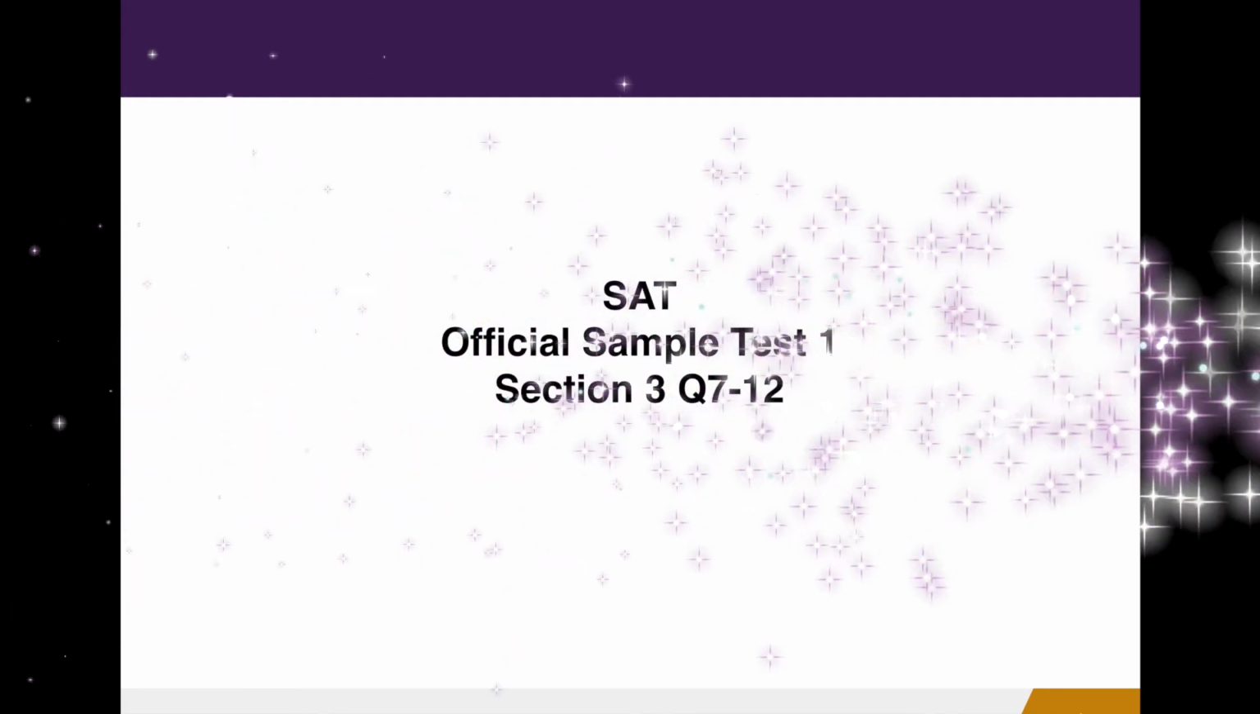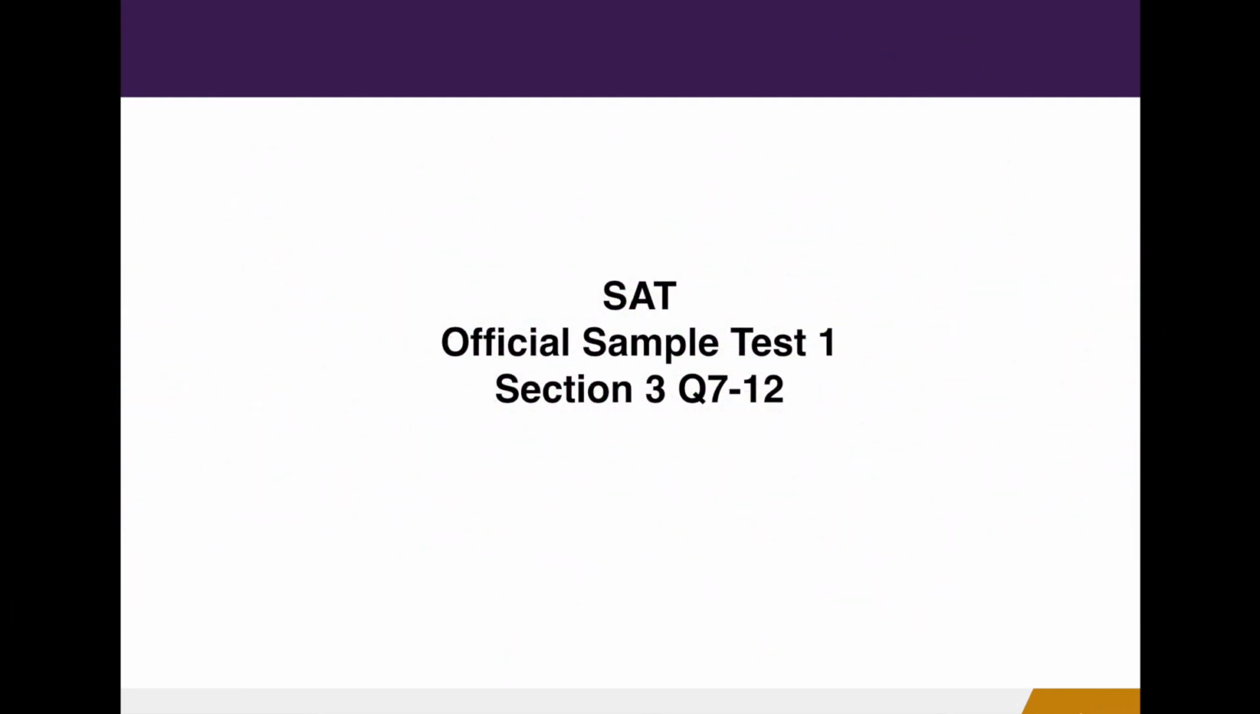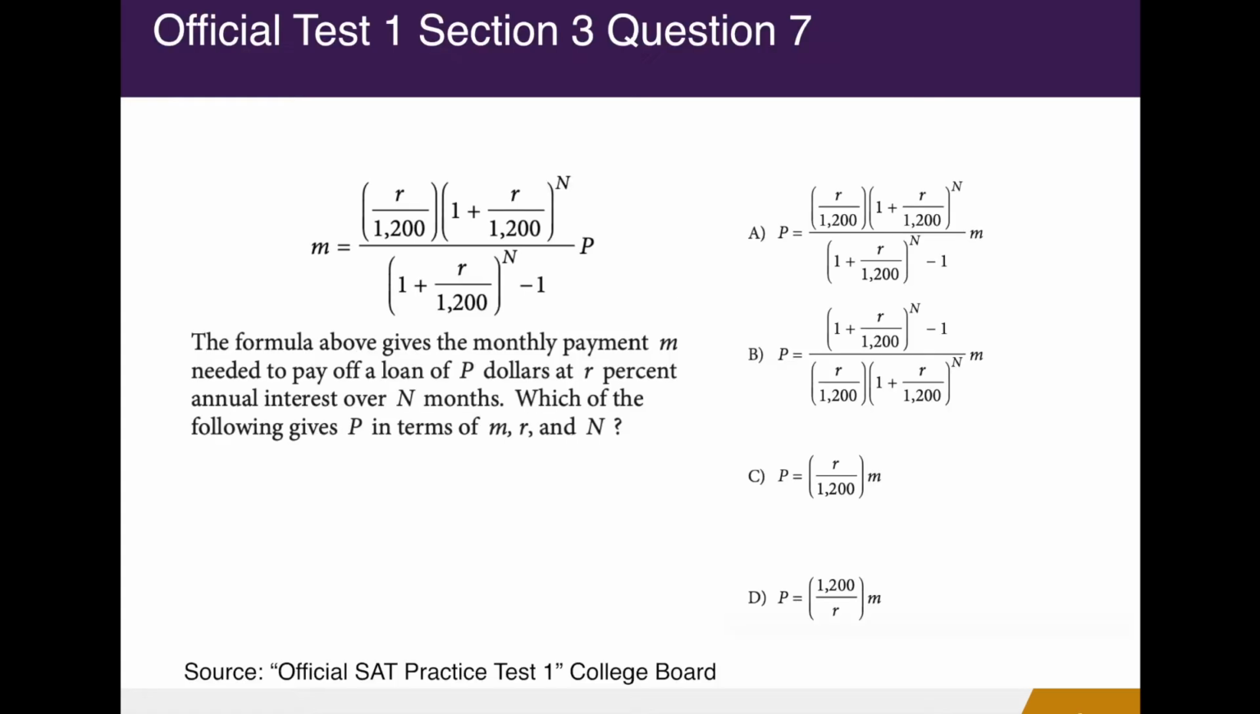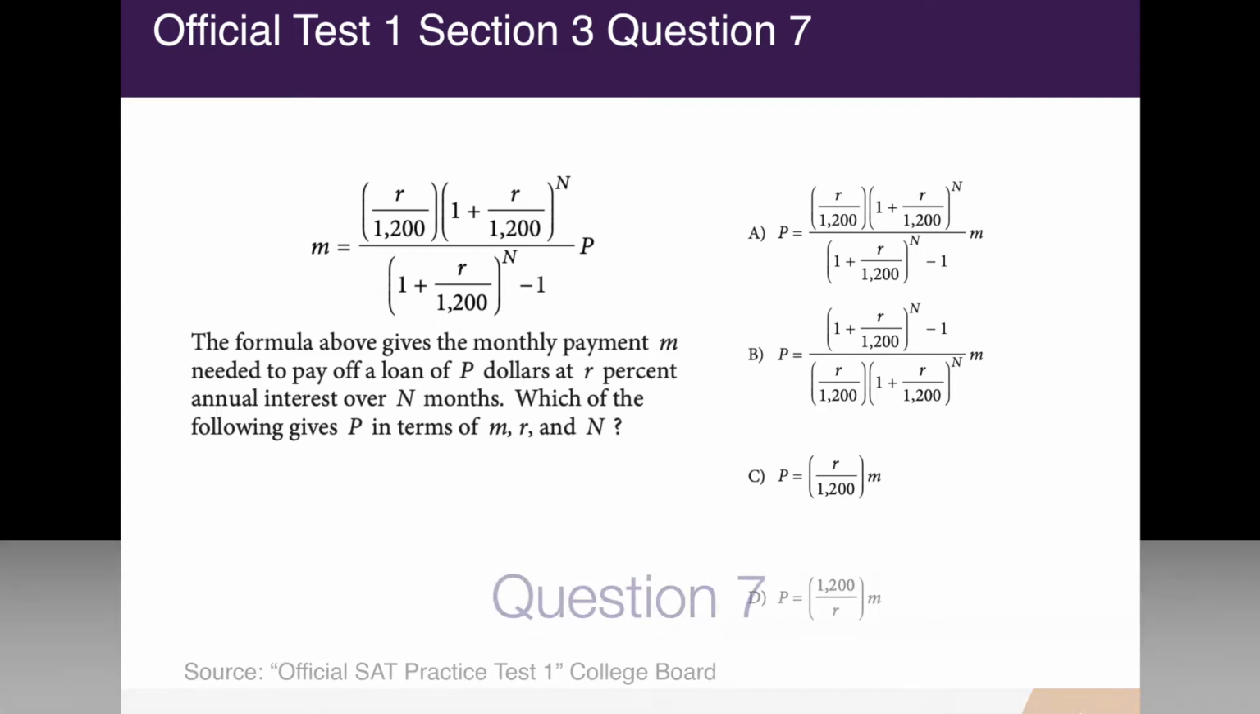SAT Official Sample Test 1, Section 3, Question number 7 through 12. M equals R over 1200 times (1 plus R over 1200) to the power of n, over (1 plus R over 1200) to the power of n minus 1, times P. The formula above gives the monthly payment M needed to pay off a loan of P dollars at R% annual interest over n months. Which of the following gives P in terms of M, R, and n?